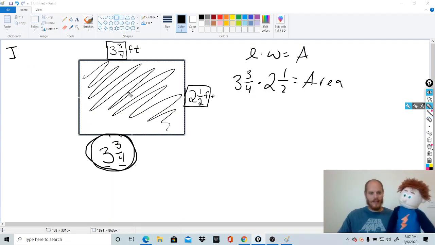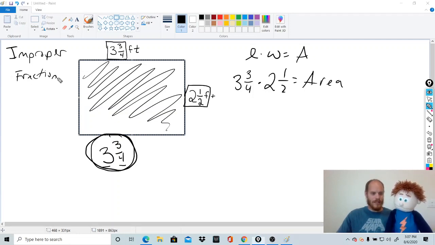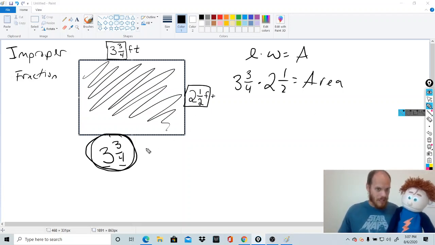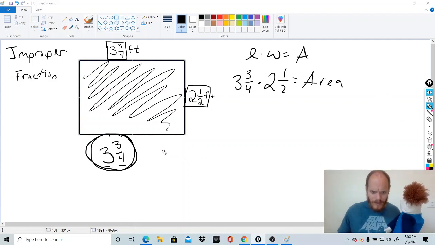An improper fraction. Have you ever heard of that? Well, it's really easy to get to. There's a little formula that goes with it. I'm going to use some academic language here to help you. As a reminder, in a fraction, this part right here is called the denominator.